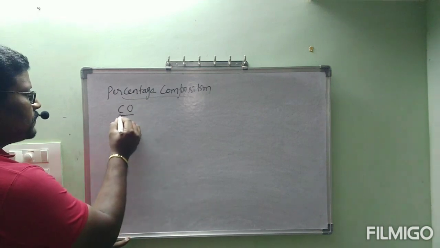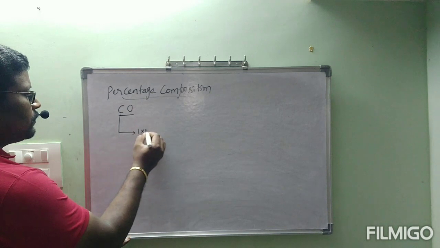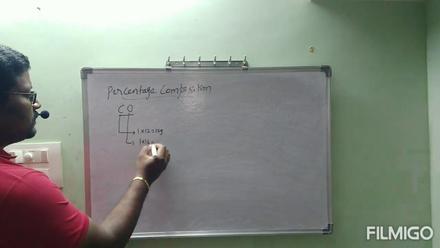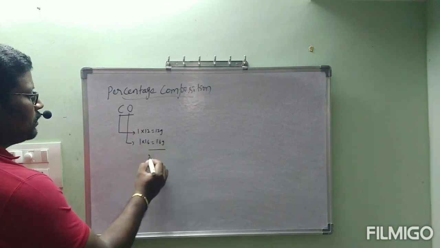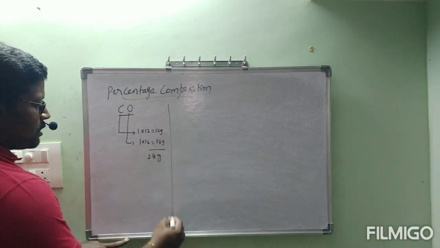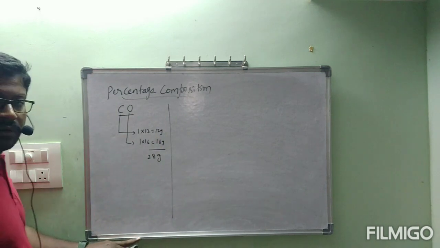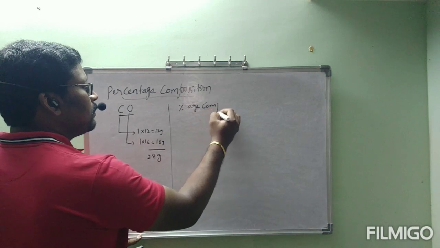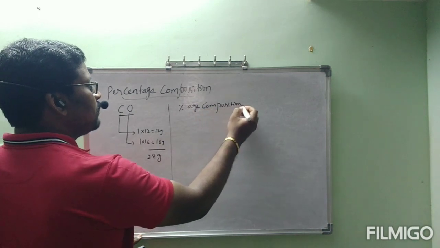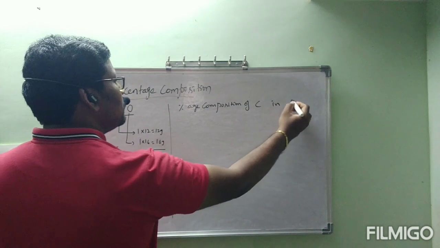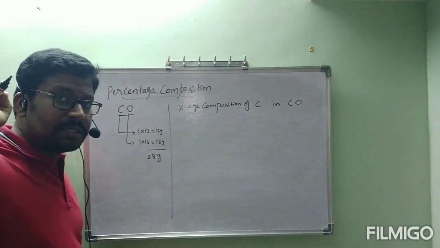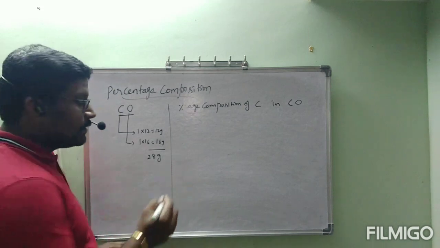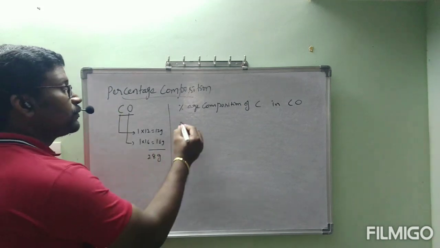Gram molecular weight of CO: 1 into 12, 12 grams, 1 into 16, 16 grams, total 28 grams. This is the gram molecular weight of CO. Percentage composition of carbon in CO. Previously we have seen carbon in CO2. Now we are seeing carbon in CO. Okay. How are we going to find it? First I will consider this one.